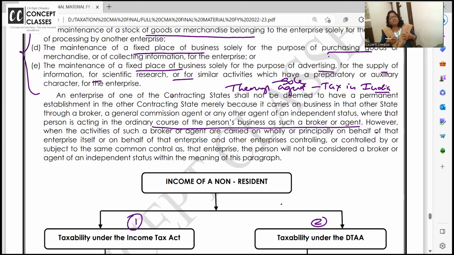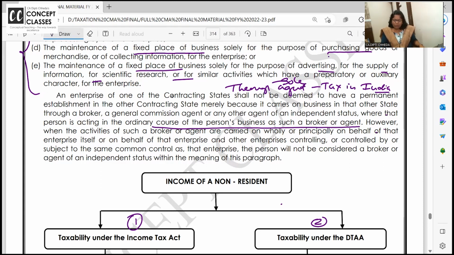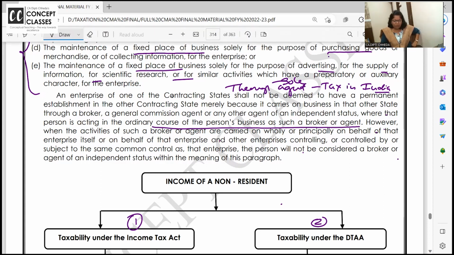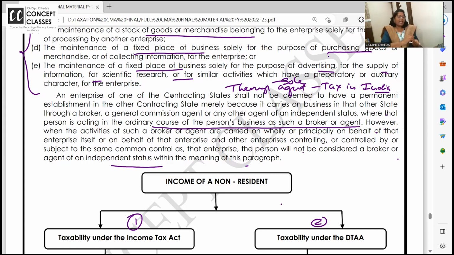But I am an agent, मैं तो resident and ordinary resident हूँ, और मैं 50 foreign company के लिए I am working in India. So for all 50 companies, shall I pay the tax in India? Answer is no. See, however, when activities of the broker are carried on wholly and principally on behalf of that controlling company, then the same person will not be considered as broker or agent of independent status and they have to pay the tax in India.